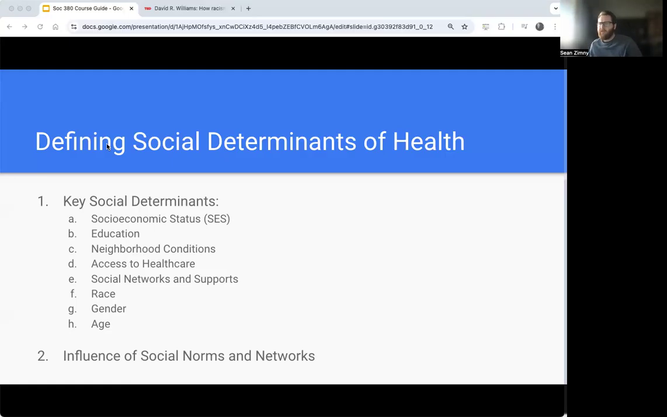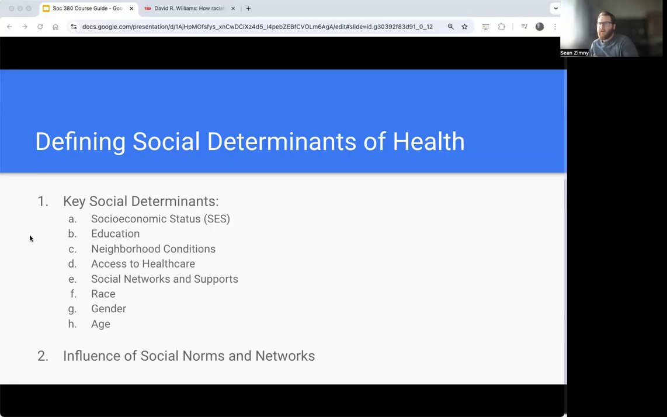And then aging populations also face unique challenges, including chronic illnesses, mobility issues, and healthcare system strains. Ageism can also result in inadequate care or exclusion from health research itself. And then number two there, the influence of social norms and networks on these key determinants. This is also important to identify.